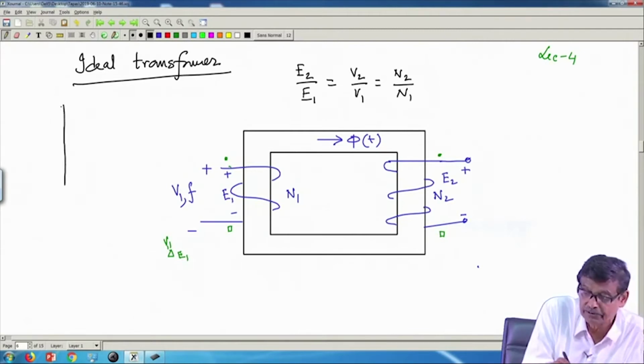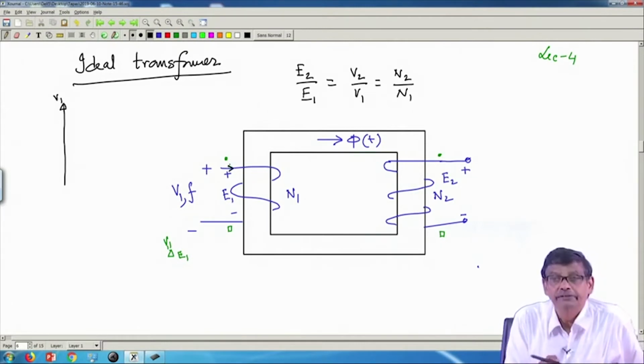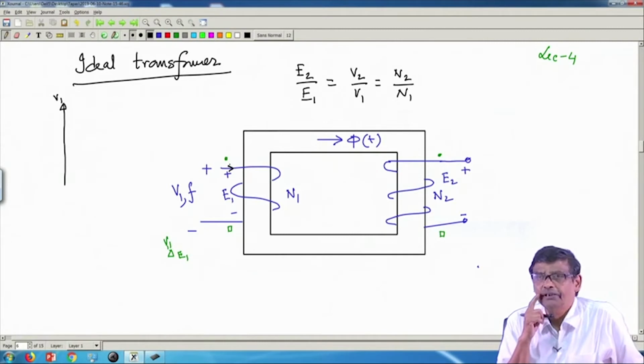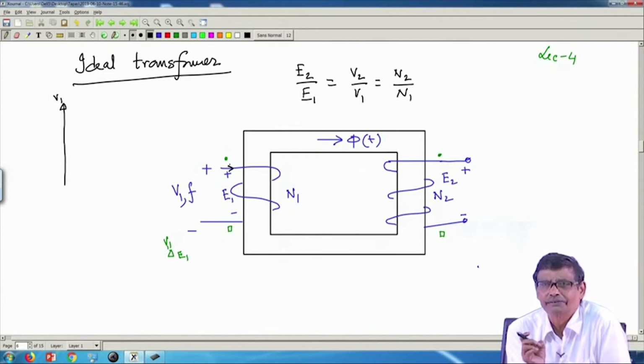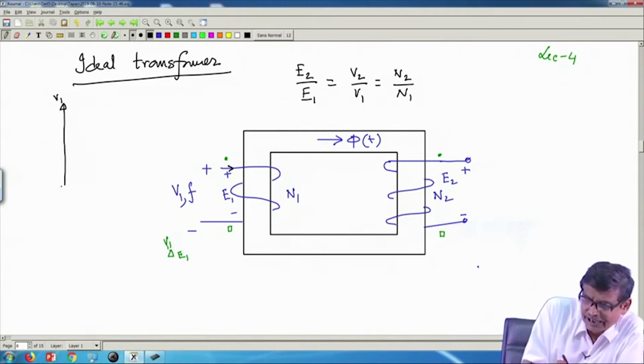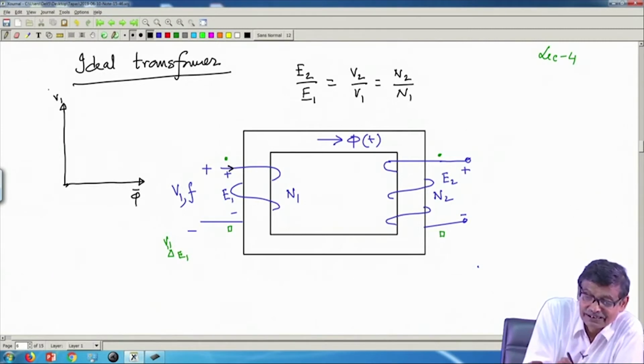This is my applied voltage. Carefully see. The current drawn by this circuit will be 0. Will it be 0? Not really, vanishingly small current. Okay. So, that current will be lagging this by 90 degrees, a small current, but that current produces a finite flux phi. These are the phasors.